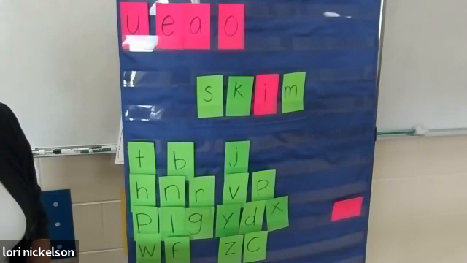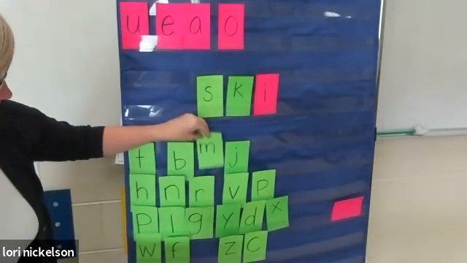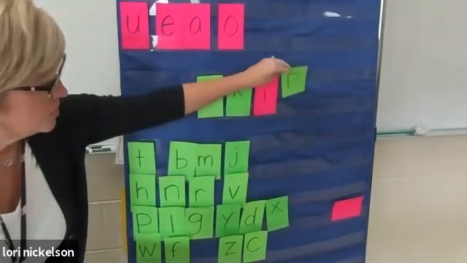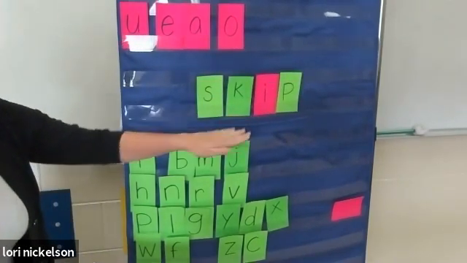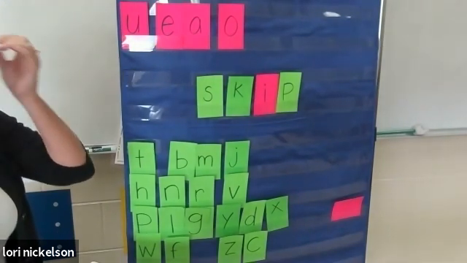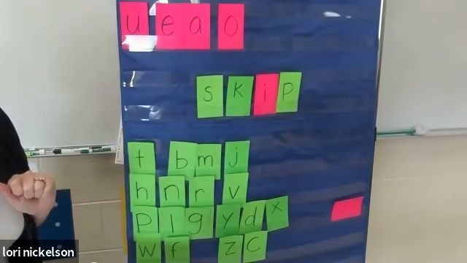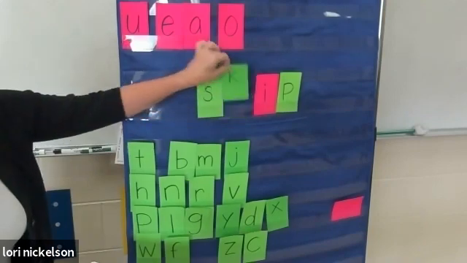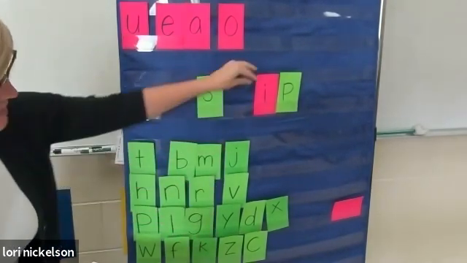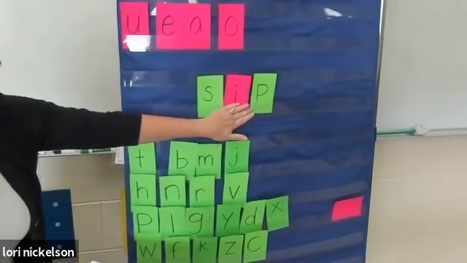Skip. What letter would I need to change? Skim to skip. I need to replace the M with what letter? The P. Good. So now I have the word skip. Great job. So let's make skip into sip. Sip. So what letter do I need to take out? The K. You're right. I need to replace the K. And I'm going to slide the I over and the P over. And now I have the word sip.